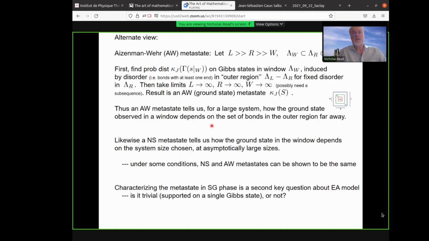The Newman-Stein metastate is similar. Sometimes they can be shown to be the same. This metastate may be trivial or it may be non-trivial. Just as Gibbs states may be trivial or non-trivial, they may consist of one or just two symmetry-related pure states, or they may consist of many pure states. The metastate can also be either trivial, supported on a single Gibbs state as a delta function, or it could be non-trivial. There are many different Gibbs states, which would be produced if we change the disorder very far away.